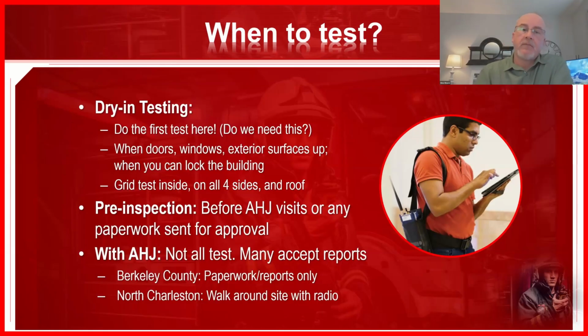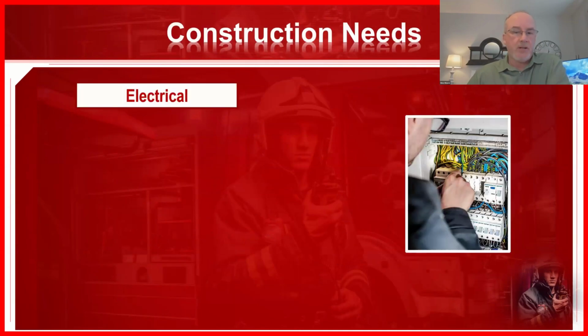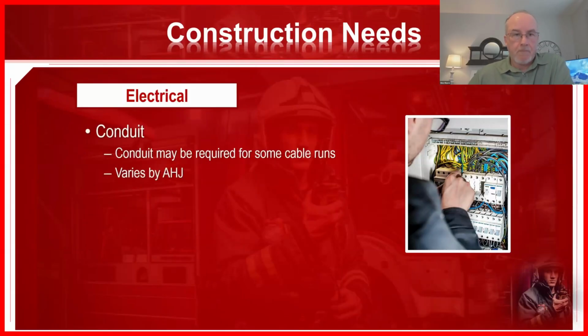So that's when to do the testing, and that's recommendations for how this is going to play out. Construction needs, not tons to say here, but there is some stuff that we need to talk about. Conduit. All right. We can go into all kinds of discussions about conduit. Essentially, sometimes the AHJ will require some portions of the cable to be in conduit, and sometimes they don't. It varies by the AHJ, so I can't give you a hard and fast there.